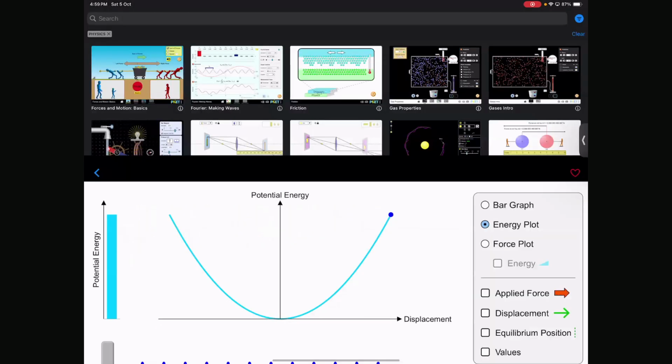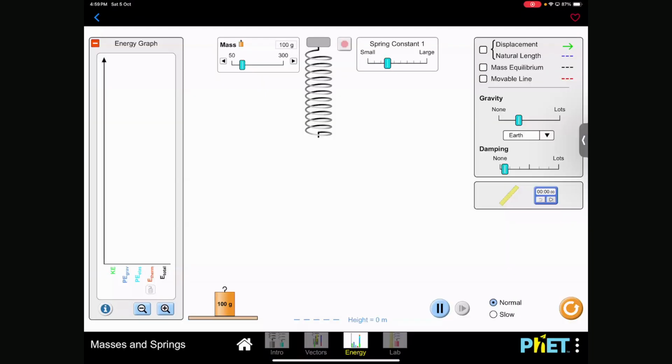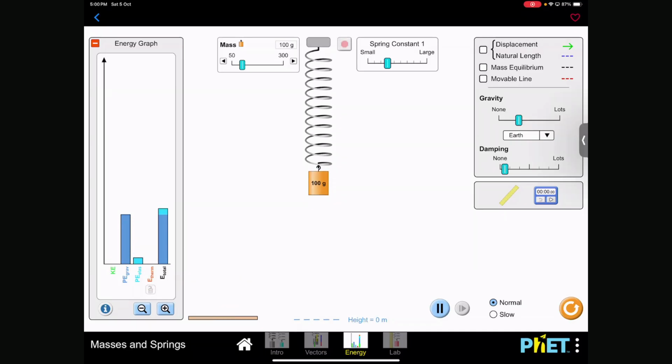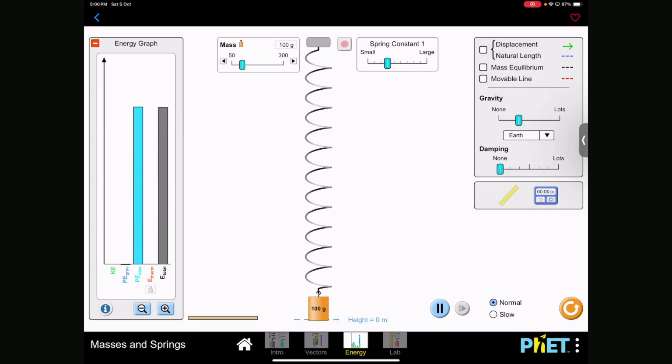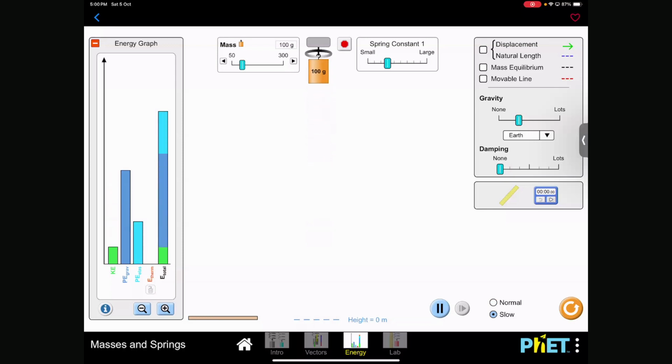Now, if you want to see the oscillation, I think there's an oscillation here. Yeah, so look at this. Look at the graph on the left-hand side. I'll put some mass here, and I'll make my damping none, and I'll bring it down. So right now, the EPE is how much? Maximum. Total energy is also that. See how it changes. I'll make it slow motion.